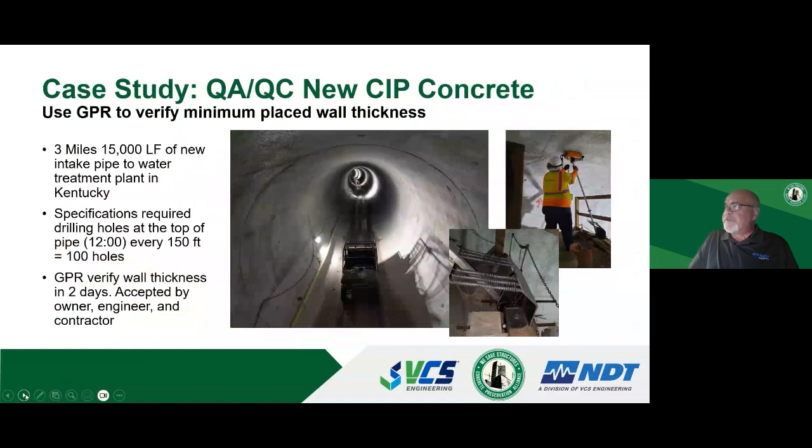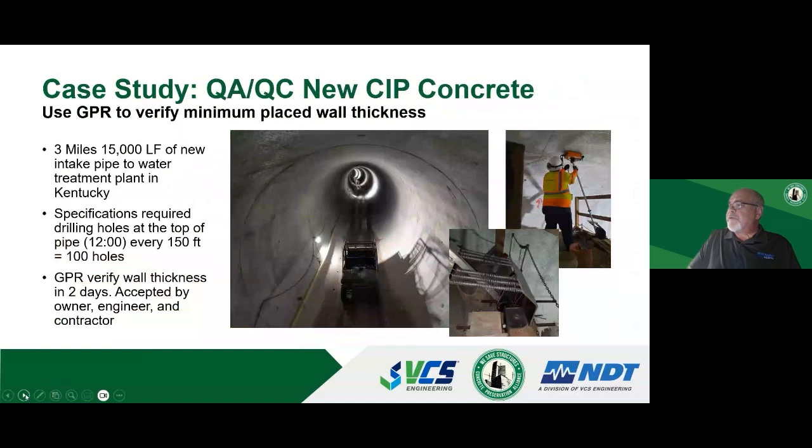During a new placement of a concrete shaft, this was about an 11-foot diameter intake pipe, the spec called for 12 o'clock high to make sure that there was a 10-inch thickness of concrete. The sides and the bottom, probably not a concern, but making sure the consolidation covered all the way to the top. And the spec said every 150 feet you had to drill a hole. It was about 3 miles of an intake structure, and that was an awful lot of holes.